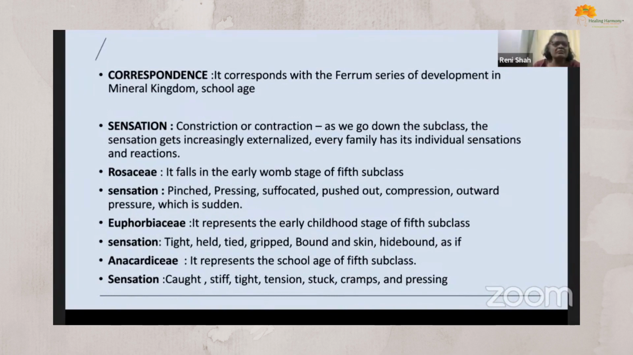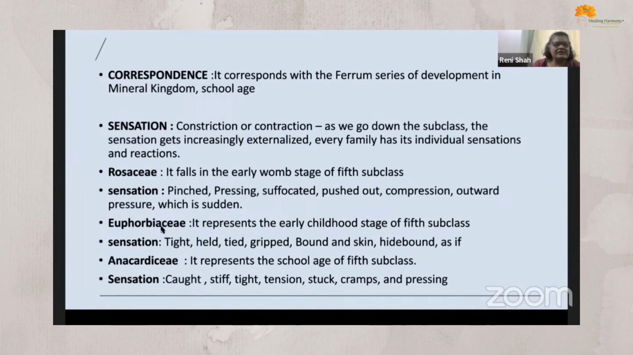As we go down the subclass, the sensation gets increasingly externalized. Every family has its individual sensations. The Rosacea family falls into the early womb stage, and it has a sensation of pinched, pressing, suffocated, pushed out, compression, outward pressure, which is sudden because it's in the womb stage. This patient also had a lot of modalities of her pain in the herpes, and maybe that's why it's a very good remedy for herpetic neuralgia, because there are a lot of nerve pain sensations.